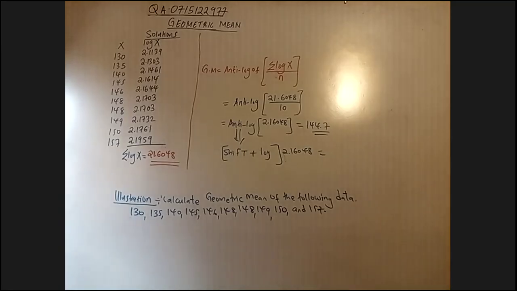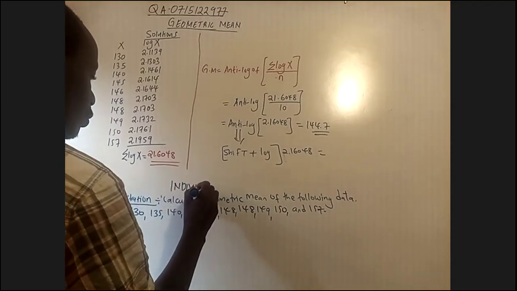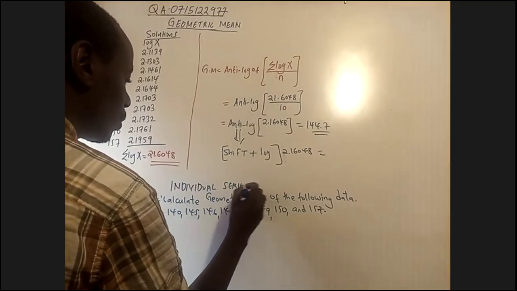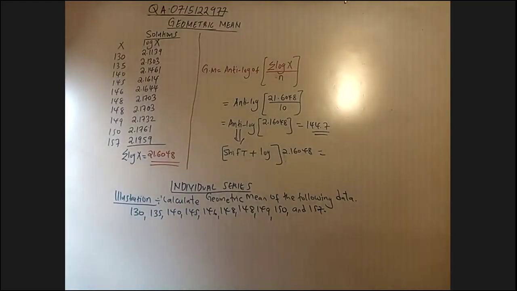So 144.70. Are you getting that answer? That is the mean. Now, that one is for individual data. So this question is for individual series.